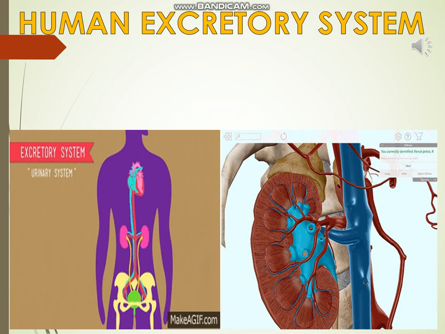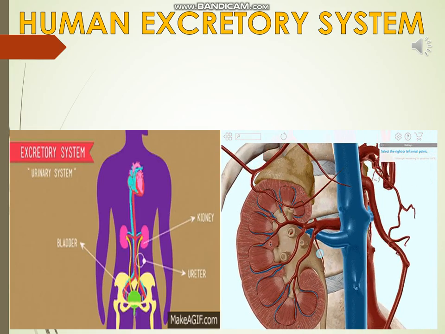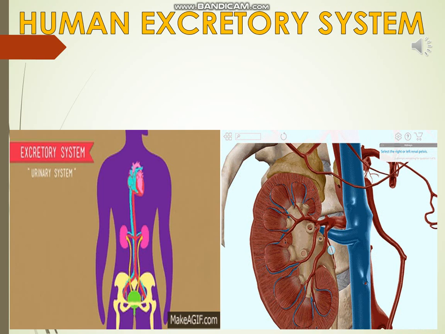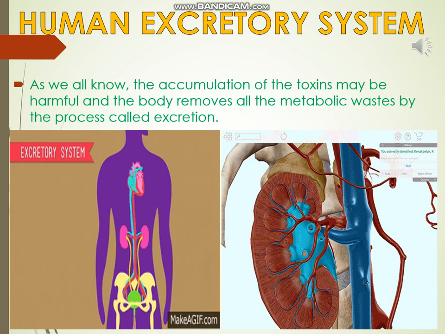We all obtain our nutrients from different sources, which are later digested and metabolized in our body. After metabolic reactions, the body starts to sort out useful and toxic substances. As we all know, the accumulation of toxins may be harmful, and the body removes all the metabolic waste by the process called excretion.